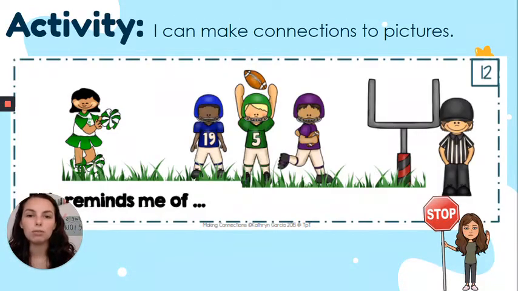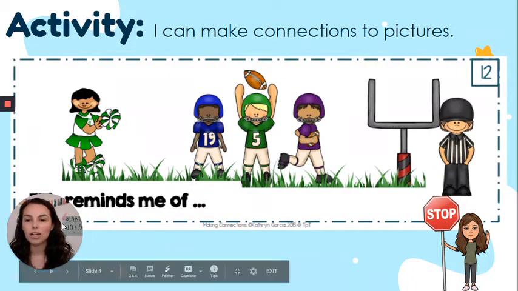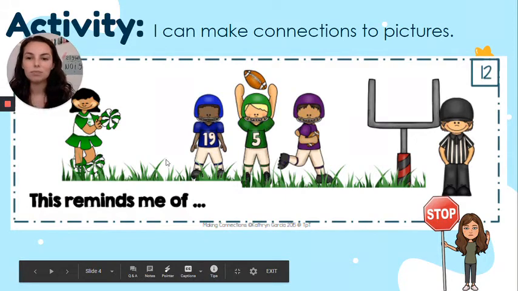Before we jump into making connections with books, let's make connections with pictures, from the picture to yourself. Right here it says, this reminds me of. So let's look at this picture. What does this picture remind you of?